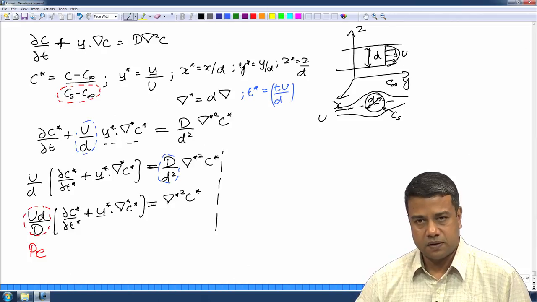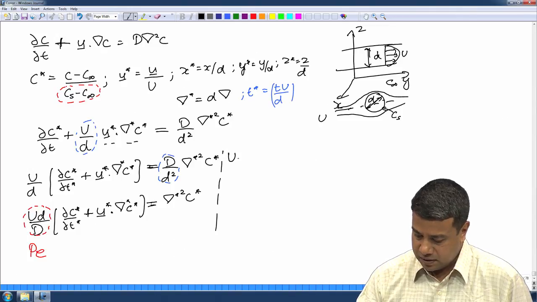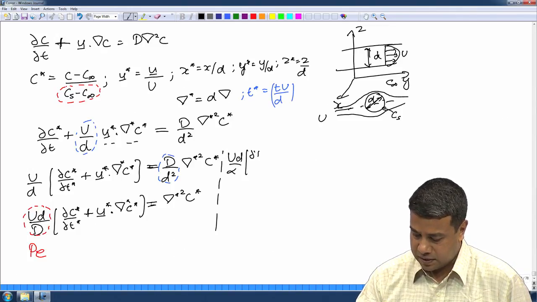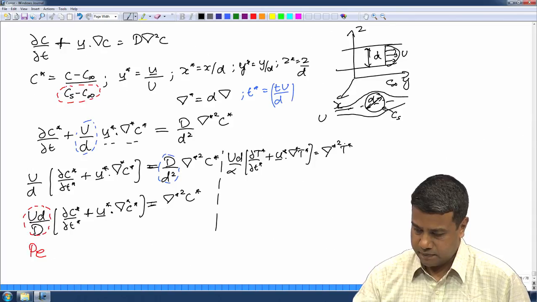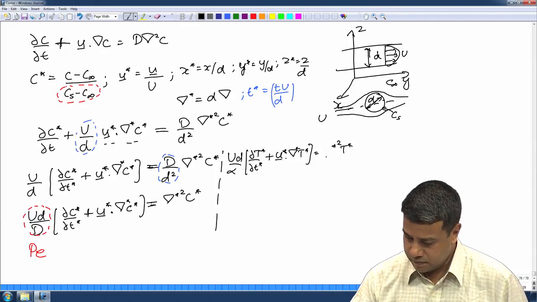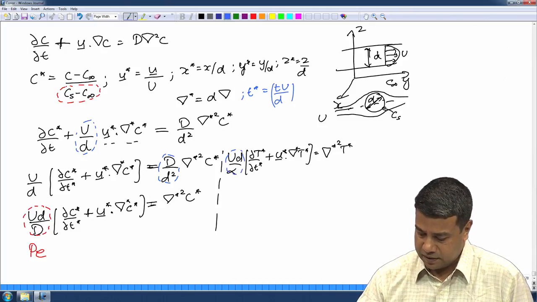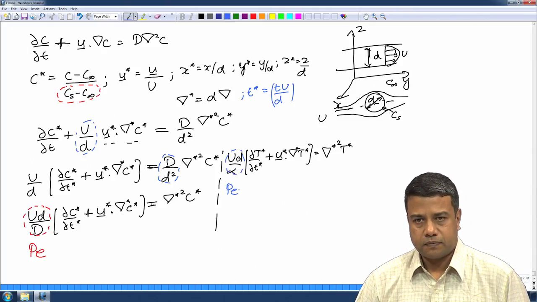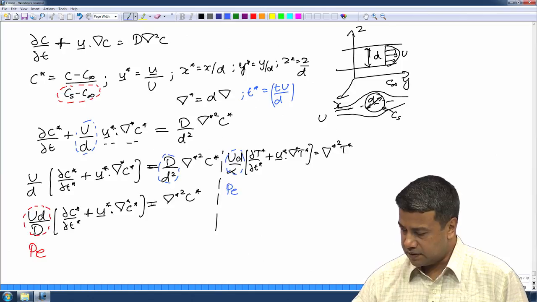I substitute T for C and alpha for D, and what you would get is u d by alpha into partial T star by partial t star. So, this is the Peclet number for heat transfer. And I could do the same for momentum transfer. In this case, the only variable that I have is the velocity.